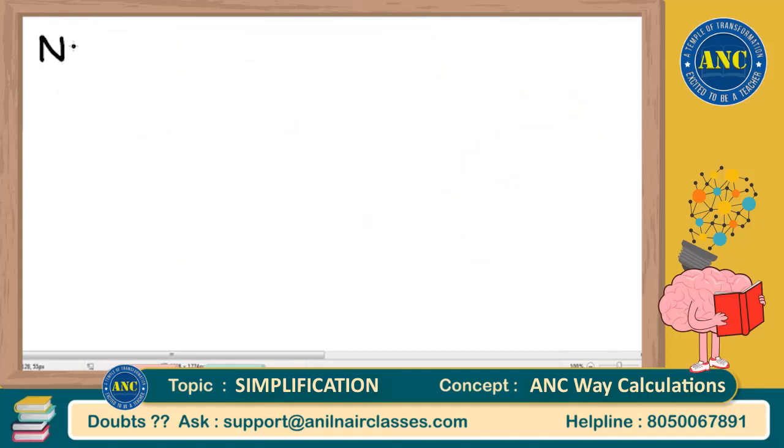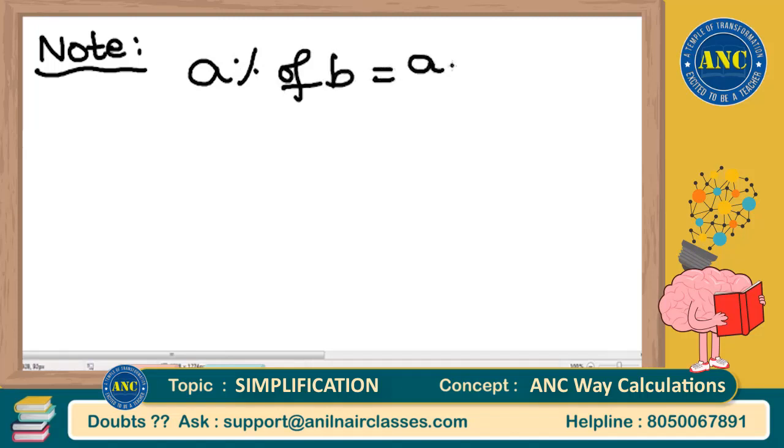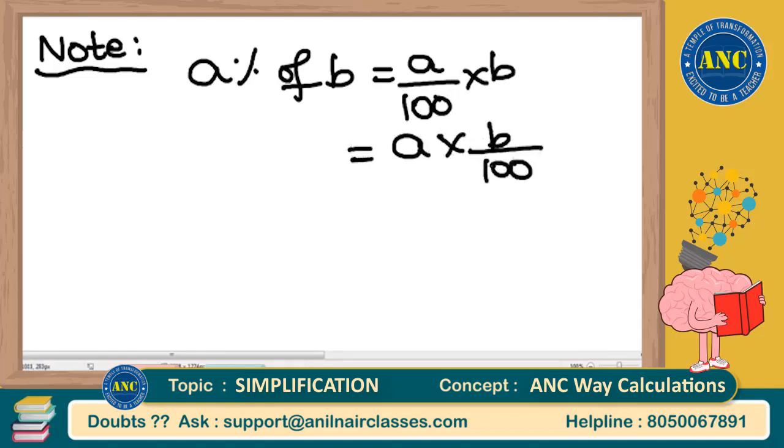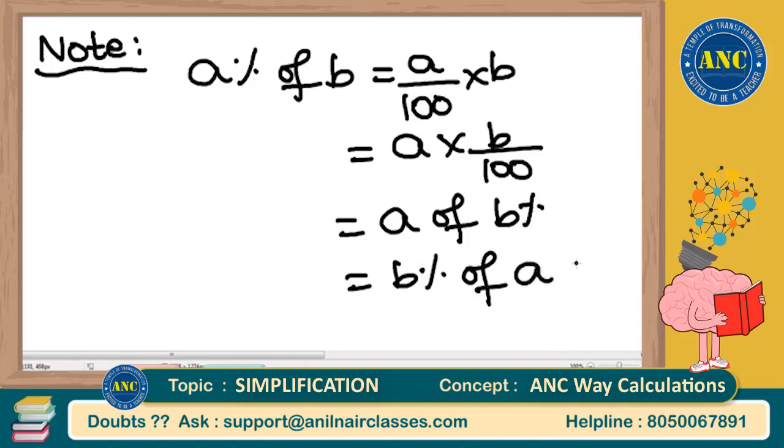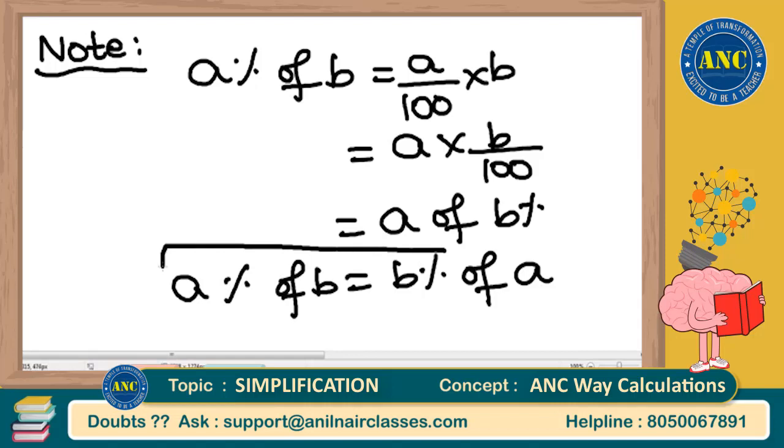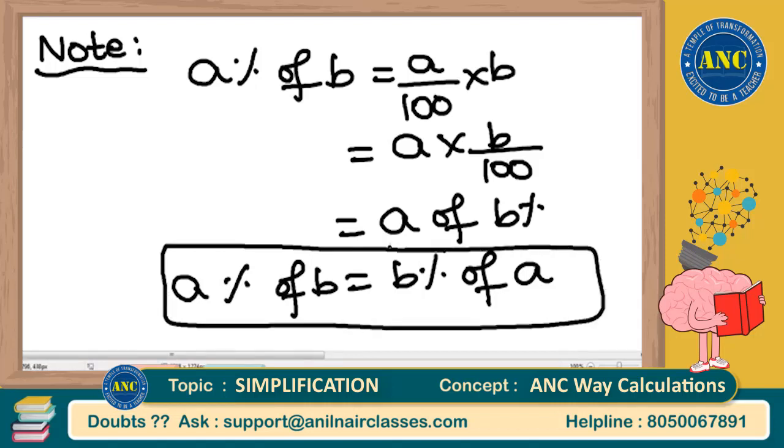Suppose, for example, I have something called A percentage of B. This I can write as A divided by 100 into B. This I can also write as A into B divided by 100. This is A percentage of B. This is B percentage of A. Very, very important key point: A percentage of B can also be written as B percentage of A.